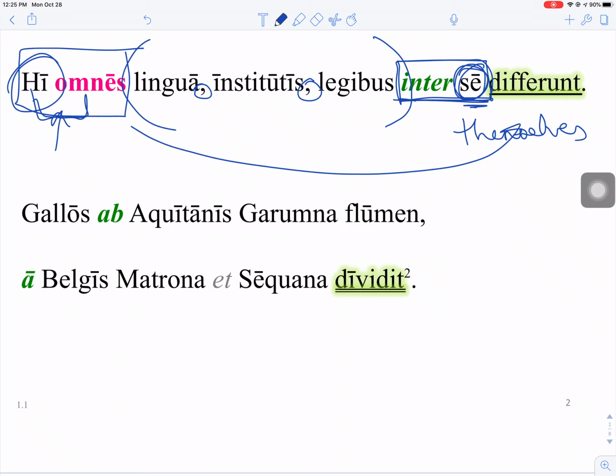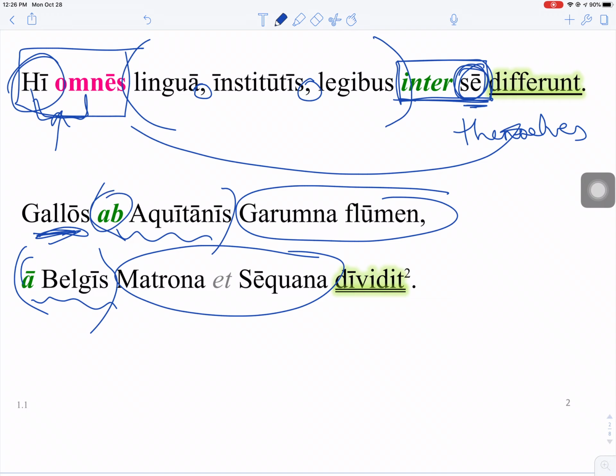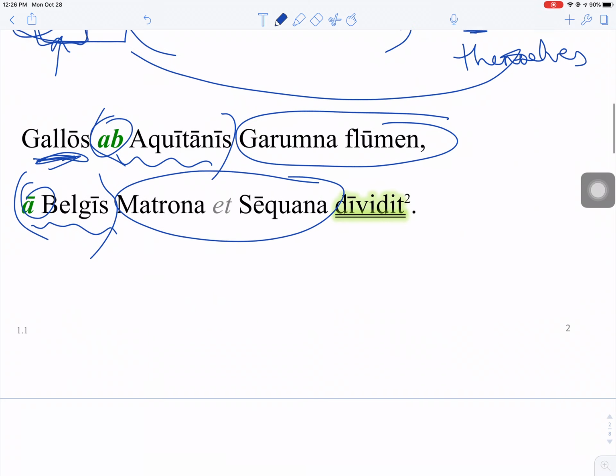Be careful with word order. Do not always assume that the first word will be the subject. In this case, the subjects are flumen and matrona. And then the Gauls, these 2 are ablative of separation. In prose, more often than not, those will have prepositions, but not always. In poetry, they almost never have prepositions. But here, he uses the preposition ob, and it's separation because there's no motion, it's not place from which, it's just the separation of one place from another.